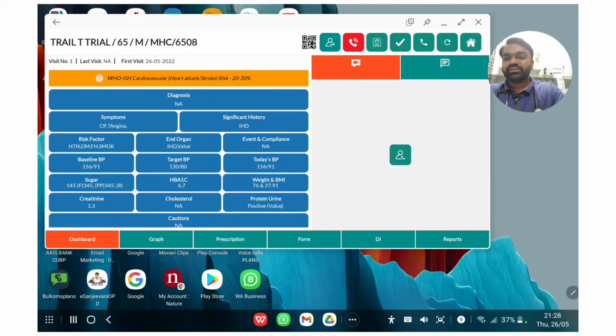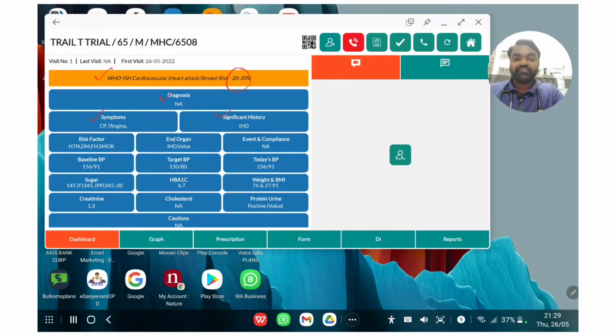What do you get? The WHO ISH risk, and this whole screen is, I would call it, a dashboard. So this is a one-time bird's eye view of the patient. If you look into this, you get the WHO ISH risk of the patient, and the risk is reflected over here. What is the patient risk, the diagnosis, or the symptoms you will have to enter when that particular visit comes in, and significant history.